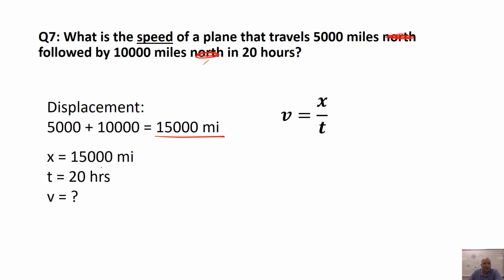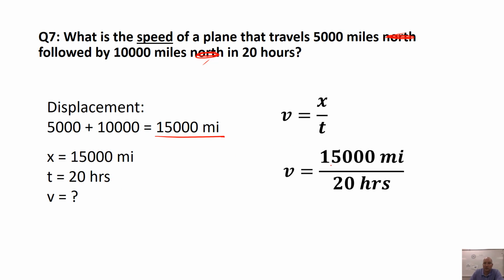So we make a givens list. We got our 15,000 miles, we got our 20 hours, and we have our unknown, the speed we're trying to solve for, and we just plug and chug. So the speed equals 15,000 miles over 20 hours, and we get an answer of 750 miles per hour. But in this case, we don't want a direction because we were asked for speed, and speed is a scalar, which does not include a direction.